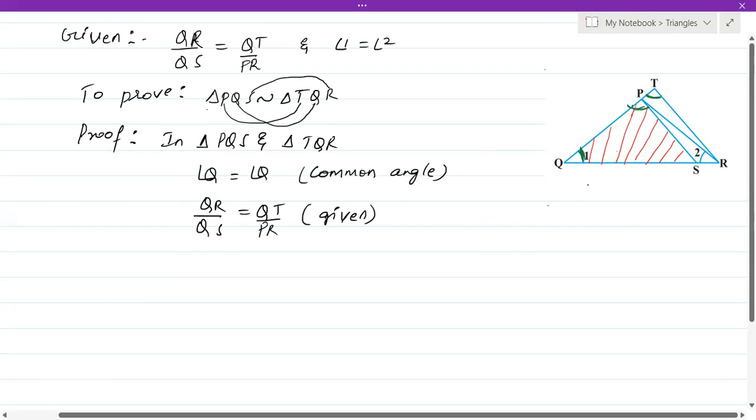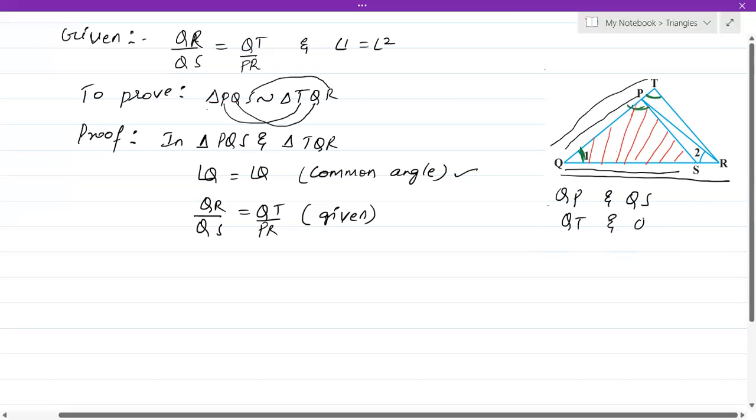SAS criteria tells us that one angle should be equal. It is here. And the sides containing the angle. So, in triangle PQS, the angle Q is between what? QP and QS, isn't it? For the bigger triangle, the angle Q is between QT and QR. These four sides have to be in equal ratio. That is, if you take the ratios, QP by QT, QS by QR, it should be equal.